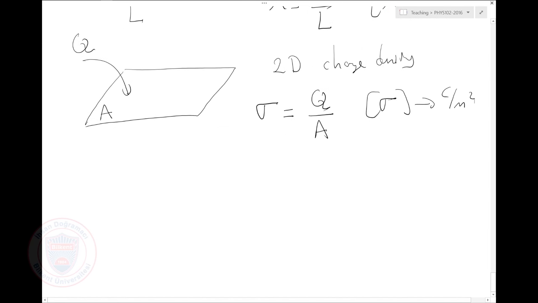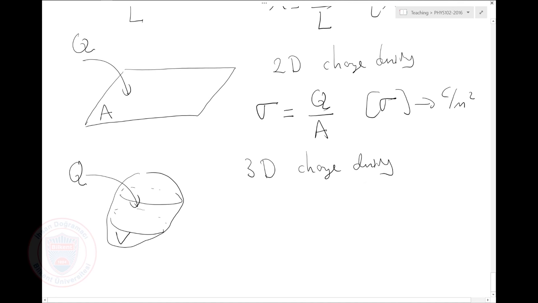You can think about doing this in three dimensions, maybe take some shape of volume V and put a charge Q uniformly into this volume. This is going to give you a 3D charge density, which is generally shown by the Greek letter rho. It's going to be Q over volume. And the unit for rho will be coulombs per meter cubed. Right. So we'll look at all three situations, but let's start with the simplest case.